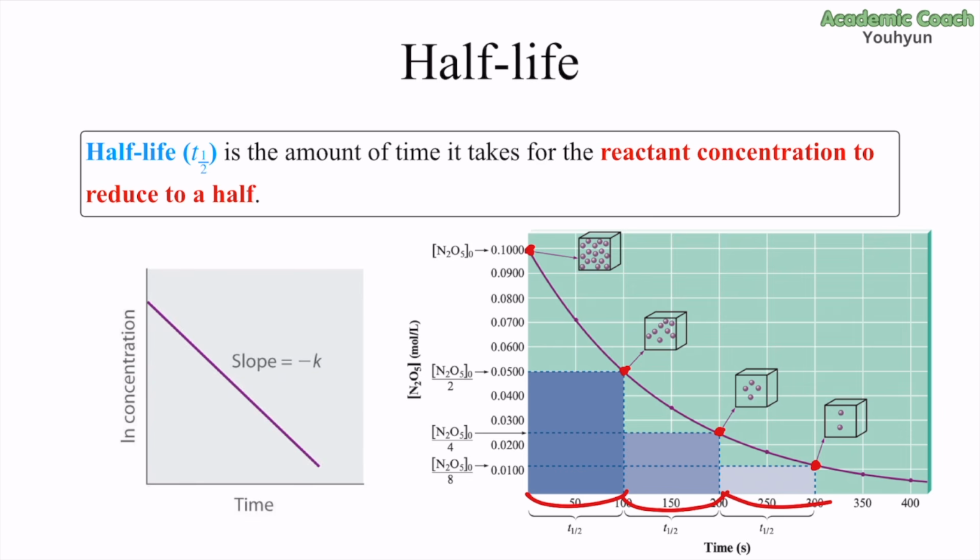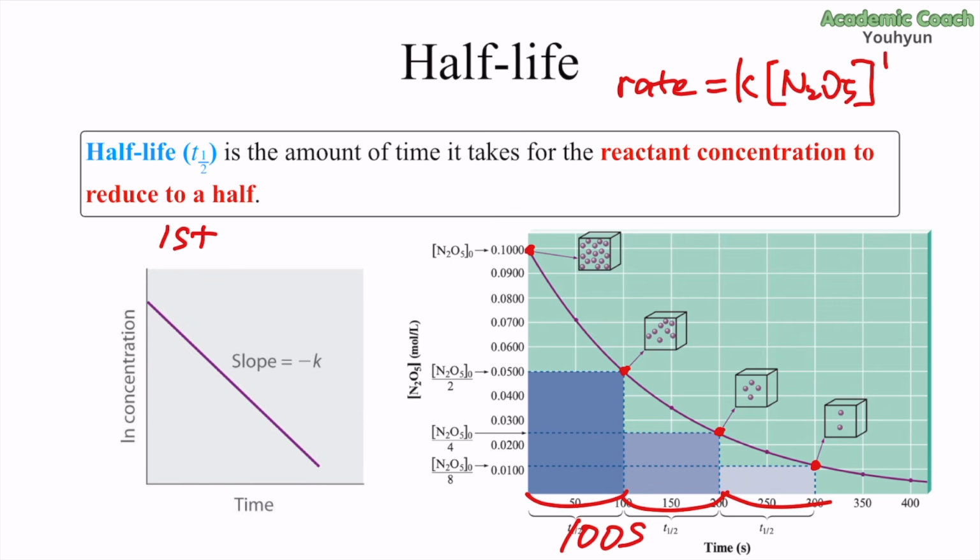After another 100 seconds, now it's 0.0125. So you see how that time interval is always consistent. Every time it takes exactly 100 seconds for concentration to halve. So this is a very unique property for first order. So this means that the rate law for the decomposition of dinitrogen pentoxide writes as k times N2O5 to the power of 1, since it's first order.